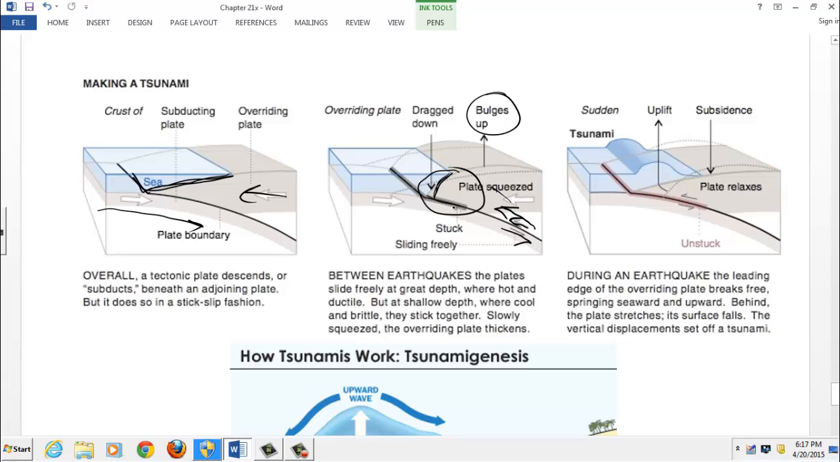And at some point, as these rocks are sticking, the pressure will become great enough to snap these rocks that are holding the plates together, and this section will bounce right out. And as it bounces out, there's going to be an upward force of the water, and it's going to create a huge wave. And that's a tsunami. A tsunami created by an earthquake underneath the ocean.